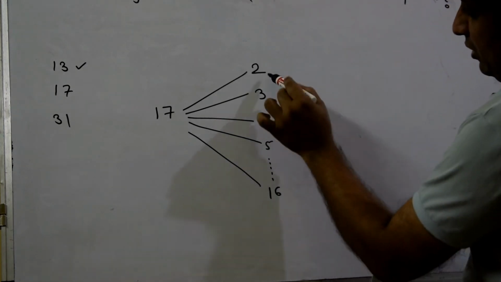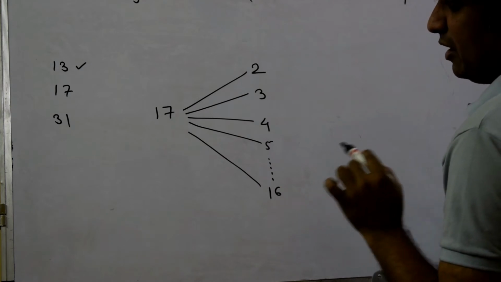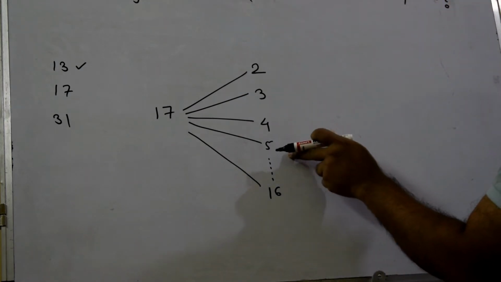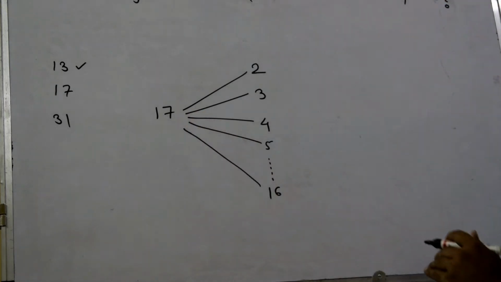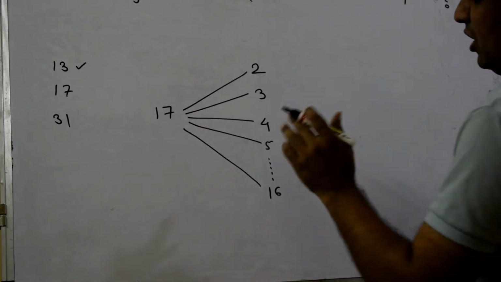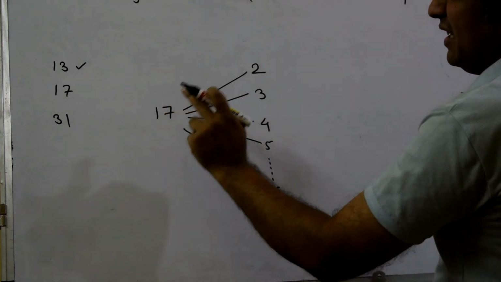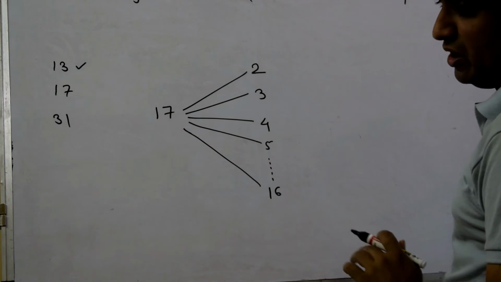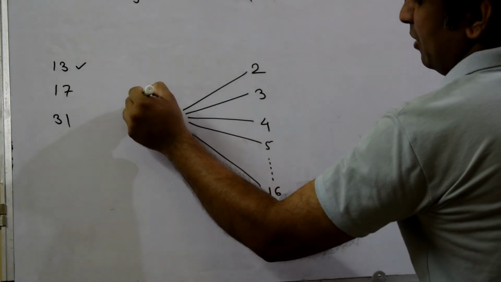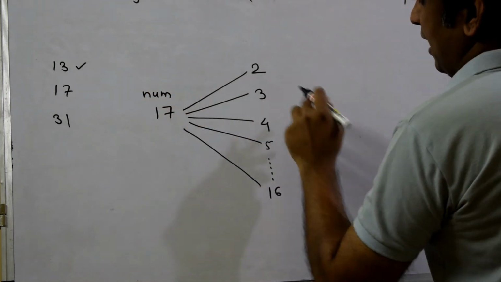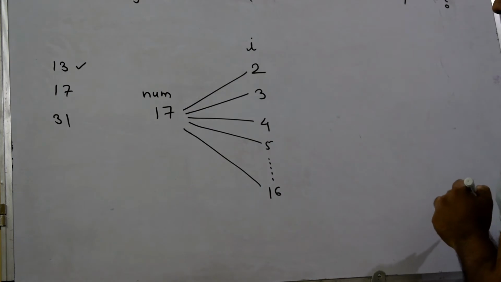Now during this division, if at any time the remainder becomes 0, then you will make sure that it is not a prime number, because a prime number is divisible by 1 and itself. So during this traversal, if the remainder becomes 0, that means the number entered by the user is not a prime number. We'll store this number in some variable, say num, and for this range you have to take one more variable, say i.